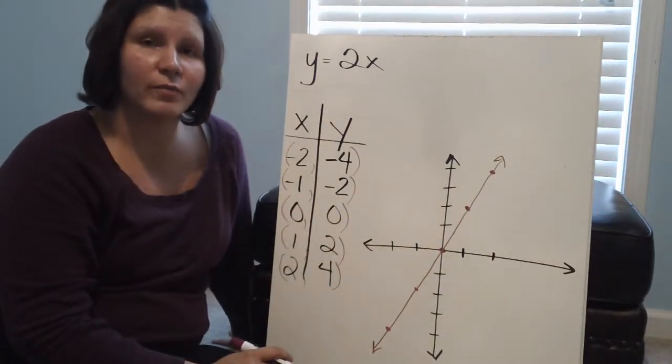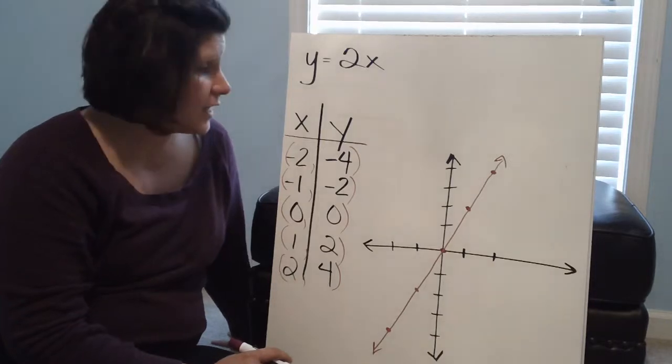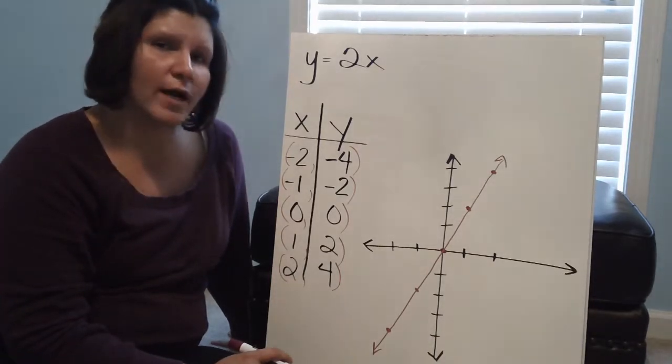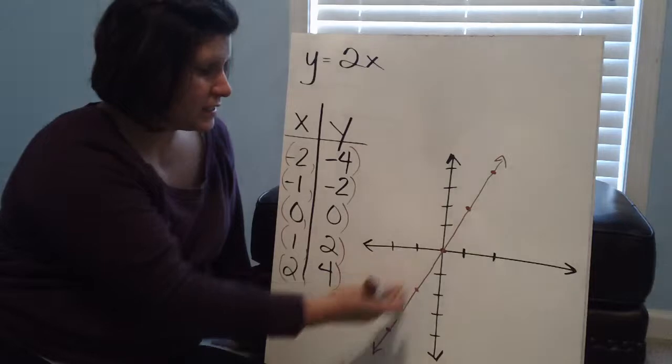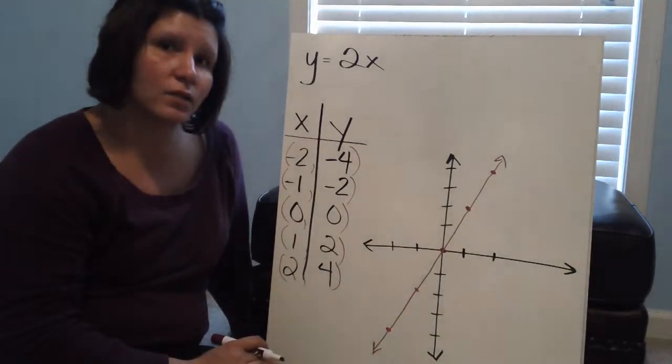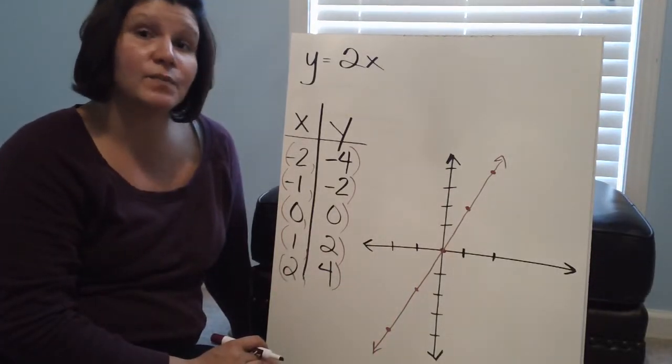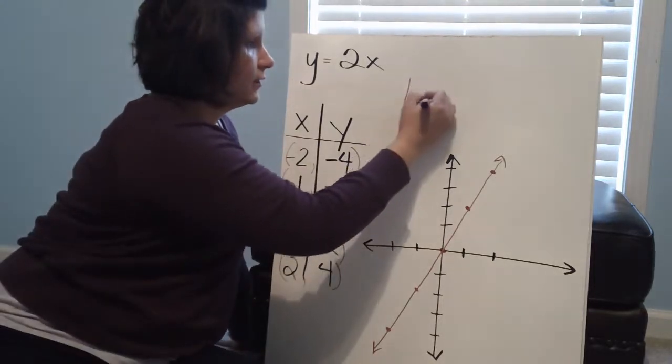The third way to represent a function. Let's take a look at our graph and try to describe this function. As you can tell, our points form a line. We would describe this function as being a linear function.